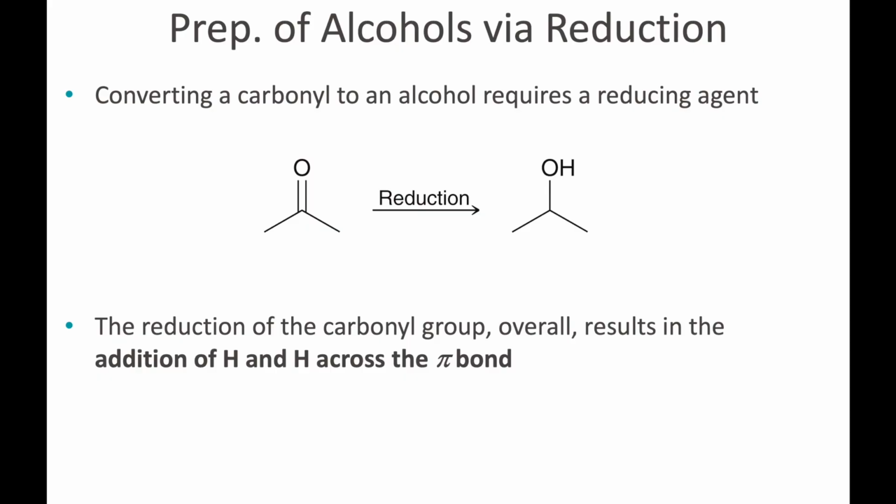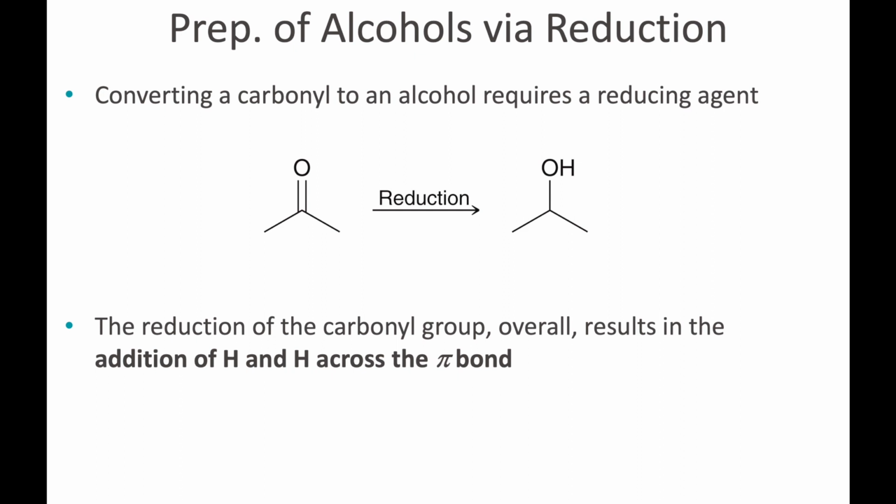All right, with that, let's bring our attention back to the method of synthesizing alcohols by way of reduction. So as we said before, when we turn a carbonyl to an alcohol, it requires a reduction pathway. And as we said previously, an oxidation is basically adding oxygens to a carbon, while reduction is the opposite.